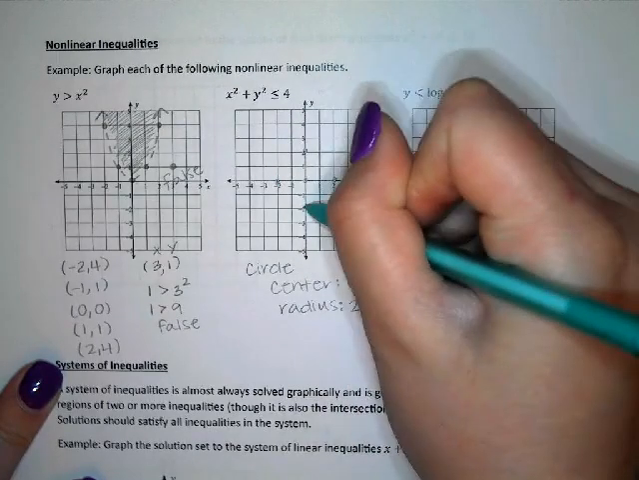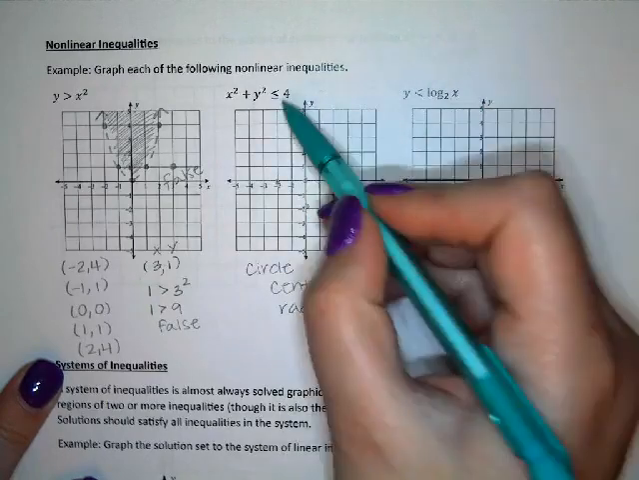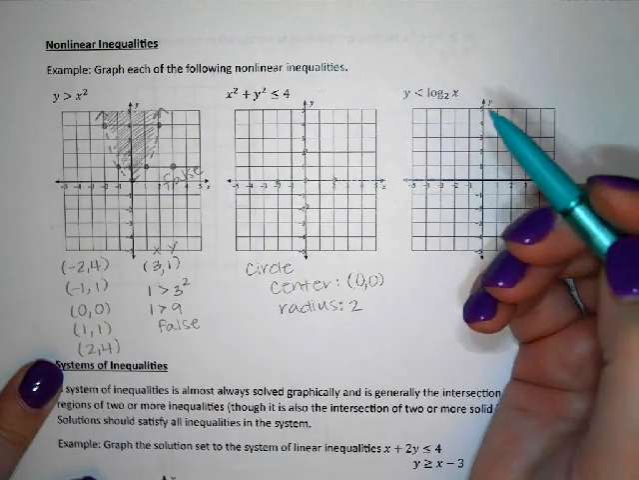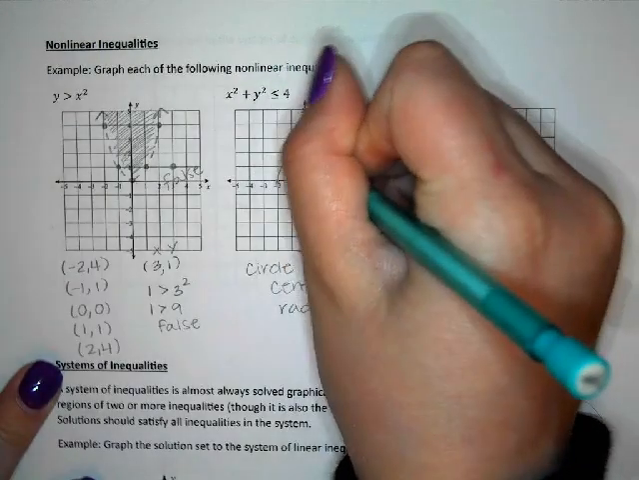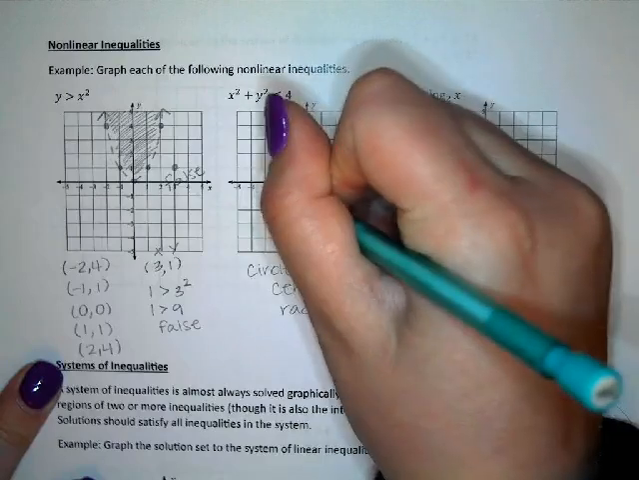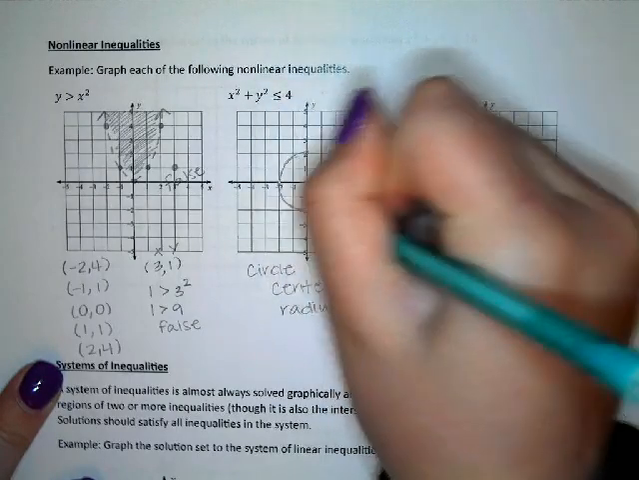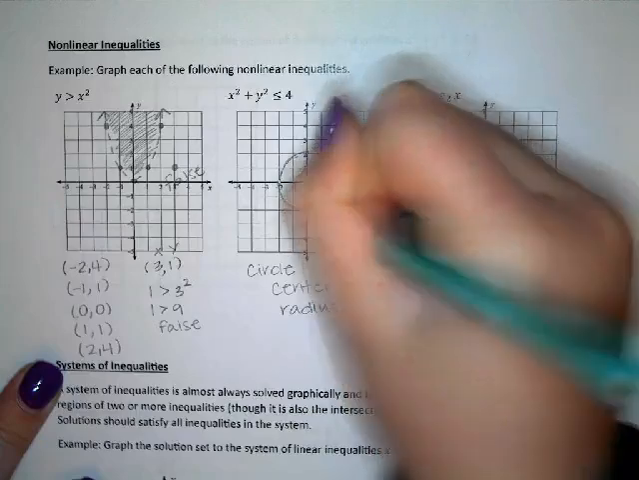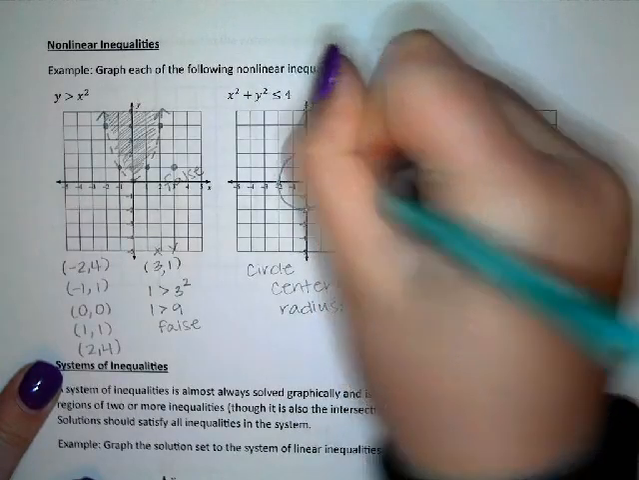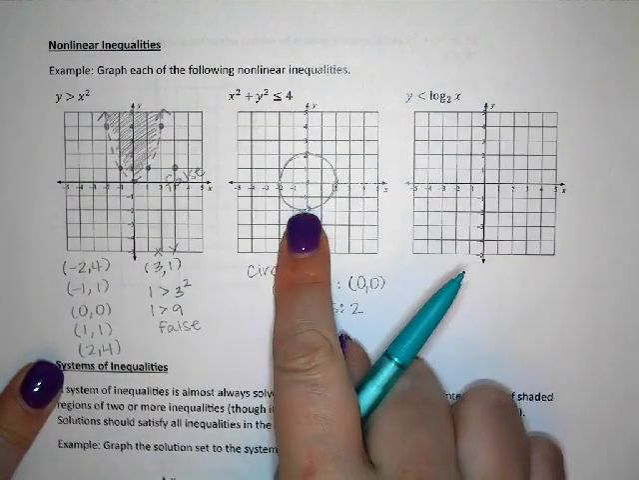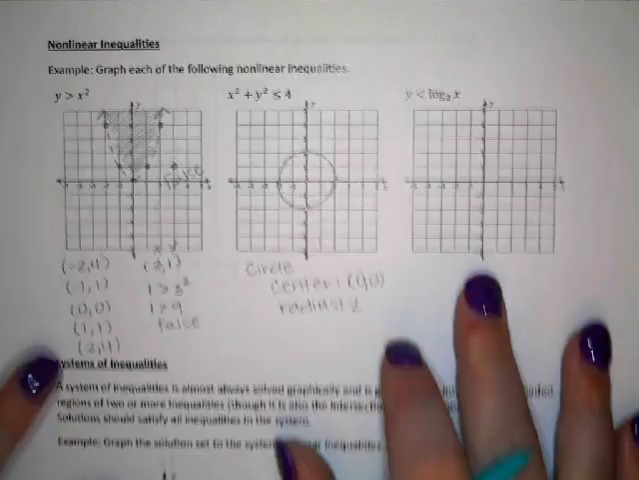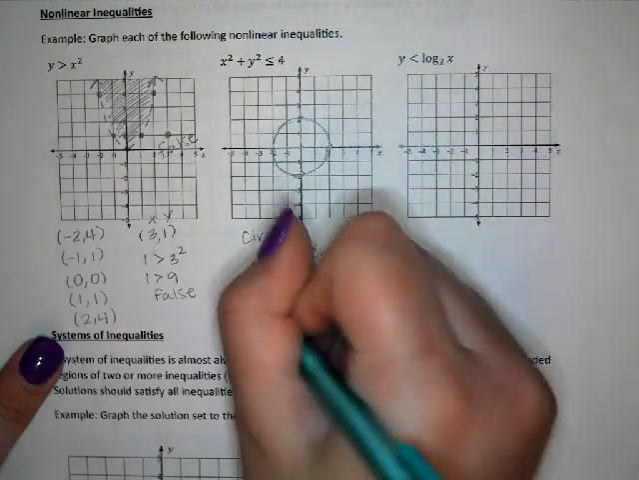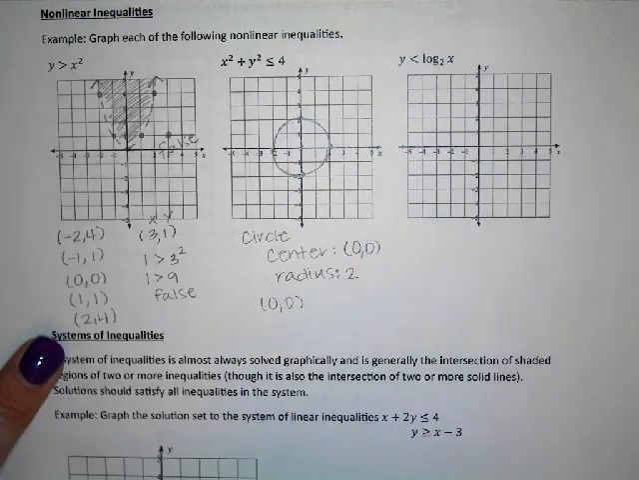Okay, it says less than or equal to, and so that means that I'm going to be drawing a solid line to make my circle. I can try to make this actually look like a circle. Okay. And then when I do my shading, I'm either going to be shading inside the circle or outside the circle. And I can use the point 0, 0. It was the center, but the center of the circle is not actually on the line. So I can plug it in to see if it's true or false.